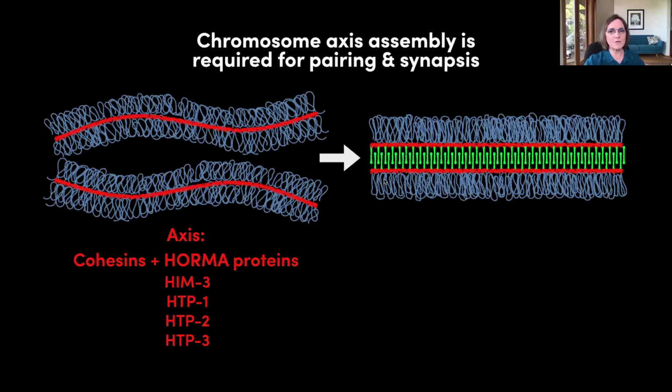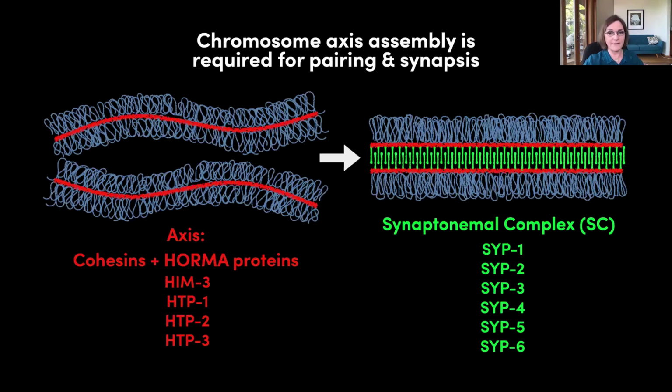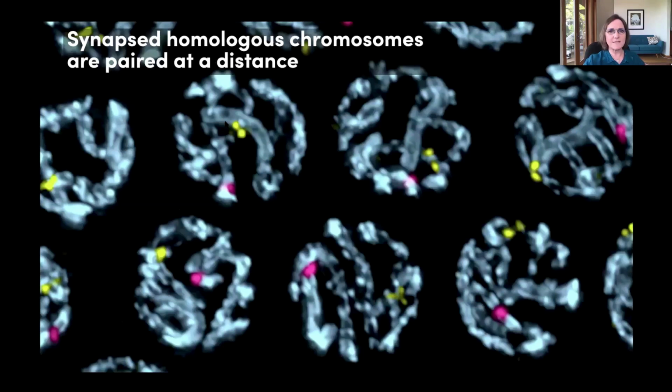And the synaptonemal complex is made of a set of proteins, of which 6 have been identified in C. elegans. They are not well conserved. What they share is large regions of potential coiled coil formation. So that when the synaptonemal complex assembles between chromosomes, they take on this very apparent paired configuration, but you can see that they're actually held at a distance.